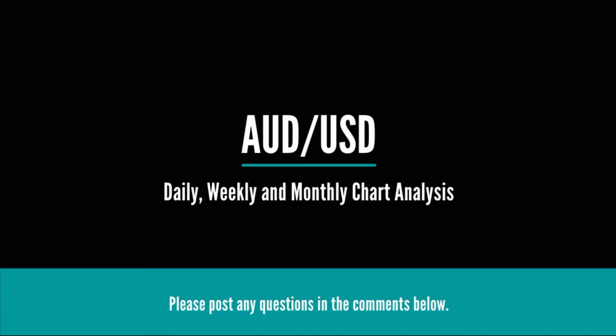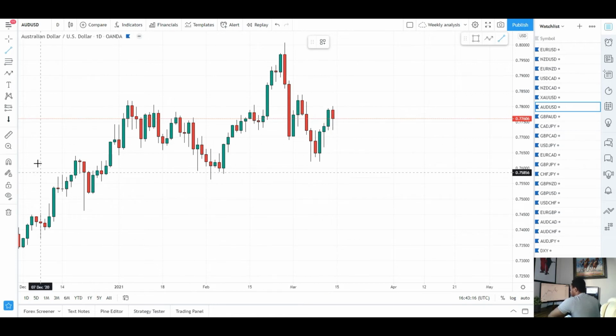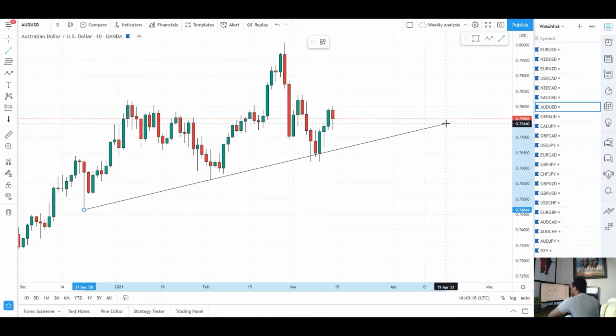Okay, so up next we've got AUD USD. For AUD USD this week we saw a really nice push to the upside. I did say last week we do expect to see a move into 0.78 from this area of support here, and as you can see, we did see that really nice move to go and test that 0.78 level.